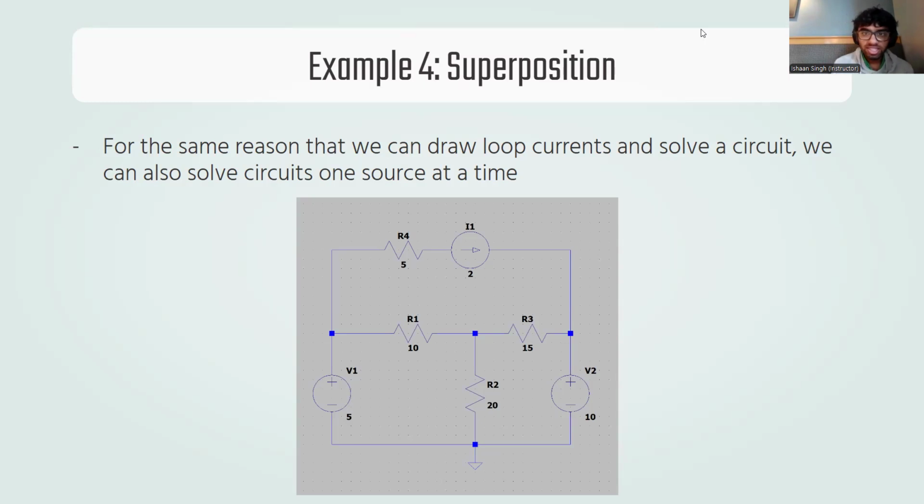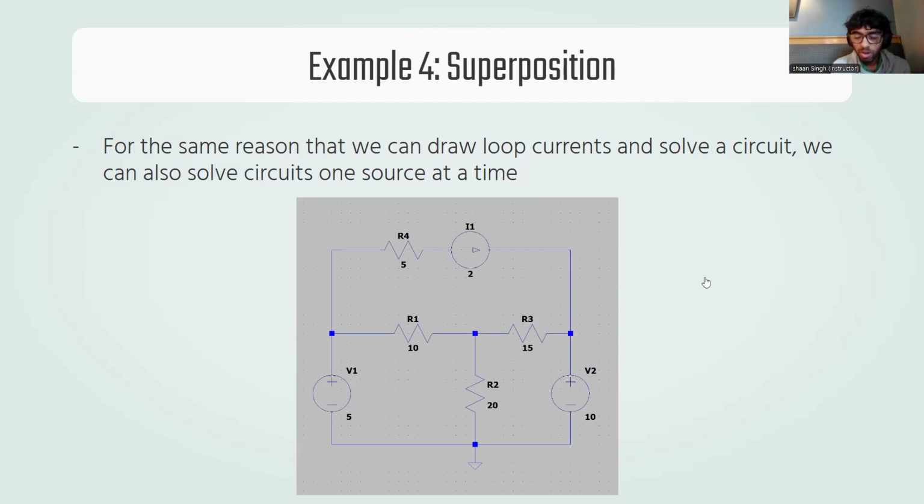So for the same reason that we can draw a circuit with loop currents and then add up the contributions from each of the loop currents, we can also solve circuits one source at a time. So this circuit right here, yes, we could use nodal analysis, we could use mesh and we get the right answer. But let's use the method of superposition to try and solve the circuit.